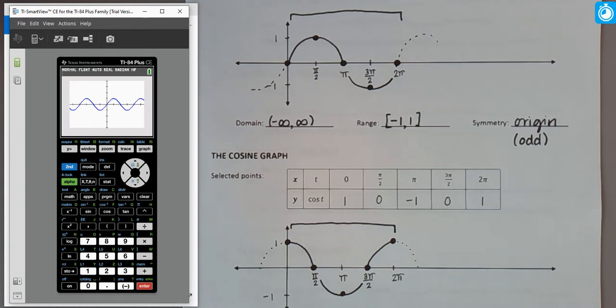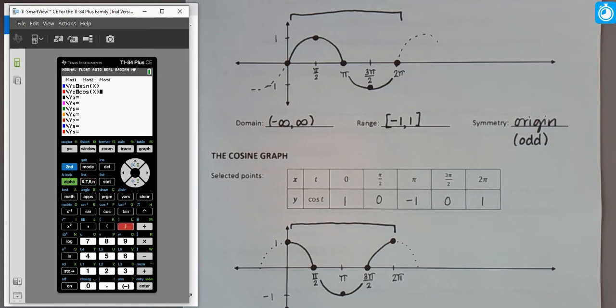Now, of course, you can zoom and move around if you want. You can change your window settings to look at different portions of the graph. But if you're just graphing a standard sine or cosine function, this is going to be a good zoom setting to use. Now let's put the cosine graph in there, and I'm going to leave the sine function on here and then add in the cosine function.